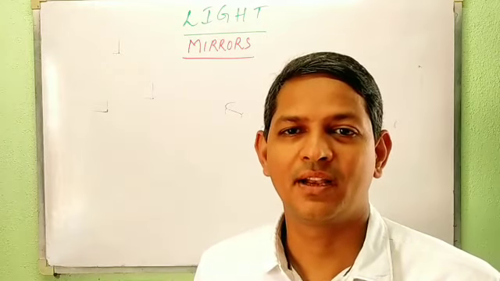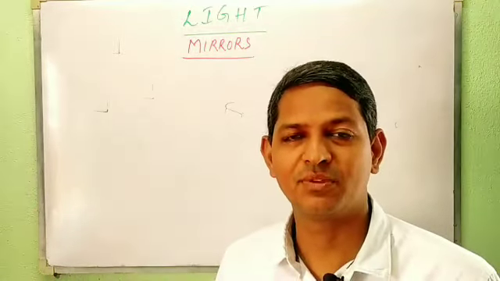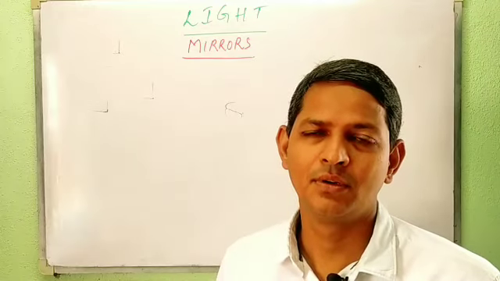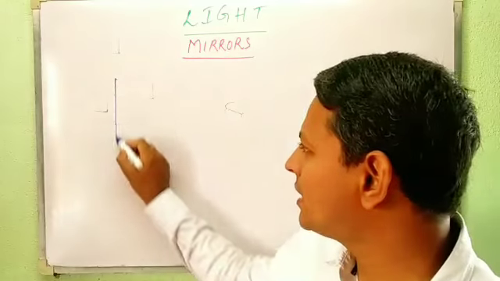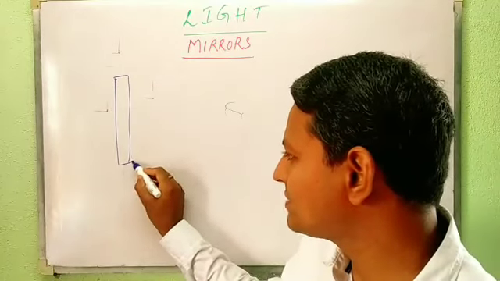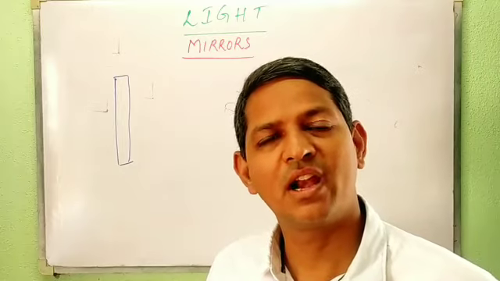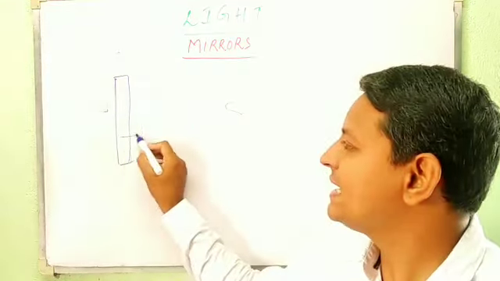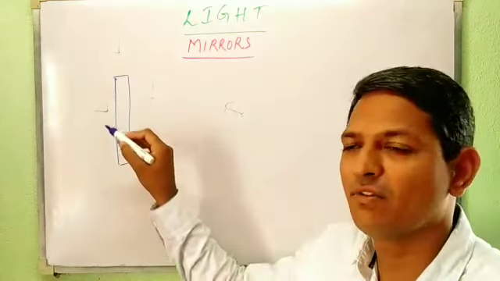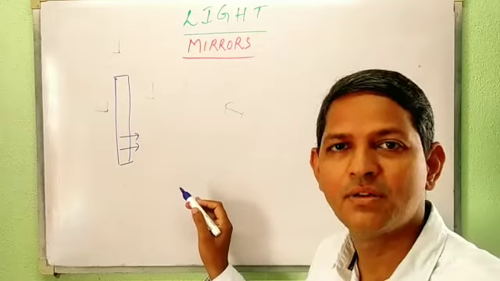Let us try to understand what mirrors are and the types of mirrors in this video. So what is a mirror? A mirror is nothing but a glass. You all know a glass piece, but what happens to a glass piece when light falls on it? The glass piece will send the light which is falling on it.